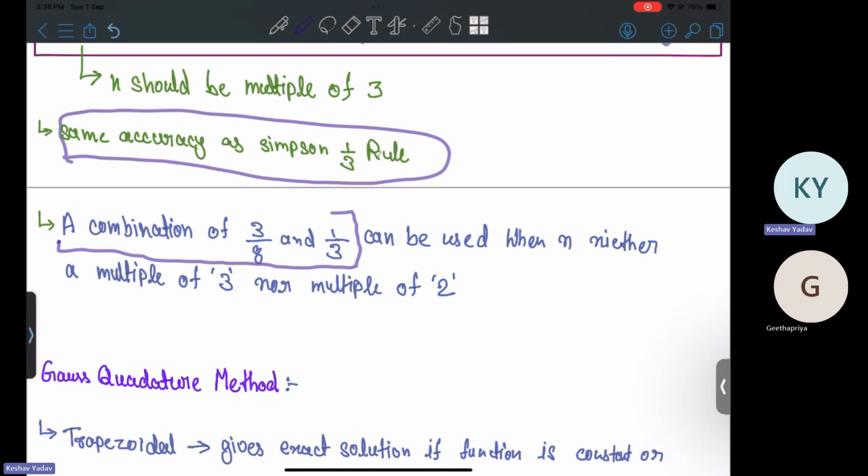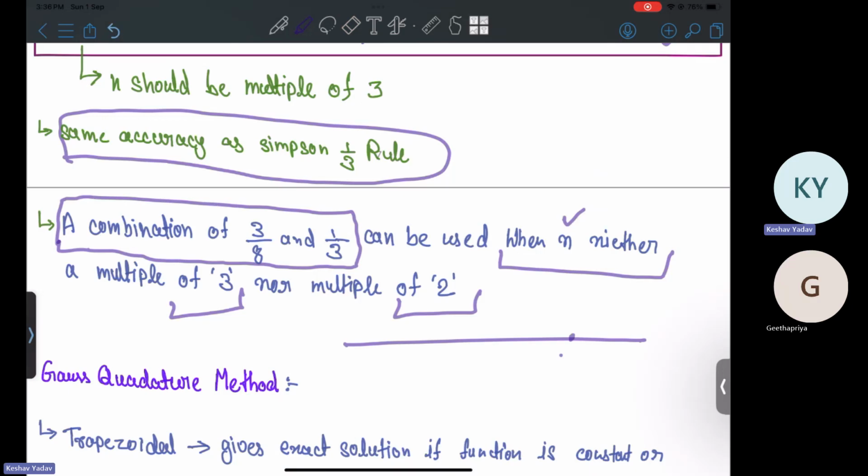The combination of these two, the 3/8 and Simpson 1/3 rule, can be used when our number of intervals n is neither a multiple of 3 nor a multiple of 2. Suppose we have 7 here. We have 7 intervals, which means 8 points. So 0, 1, 2, 3, 4, 5, 6, 7, 8.